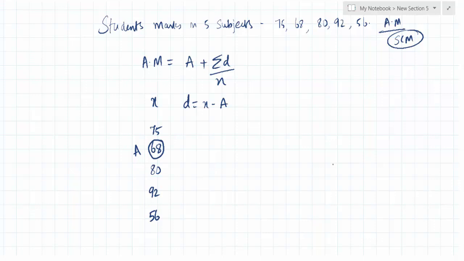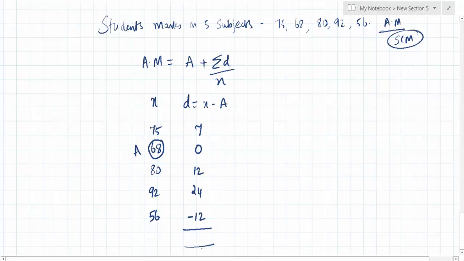So 75 minus a, which is 68: 75 minus 68, you are going to have d equal to 7. Then 68 minus 68 is going to be 0. 80 minus 68, you will have 12. 92 minus 68 is 24, and 56 minus 68, you are going to get a negative number, that is minus 12. So you have found d, but you have to find summation of d. So we will total this. If you total this, you will get the summation of d. Summation of d is nothing but 31.